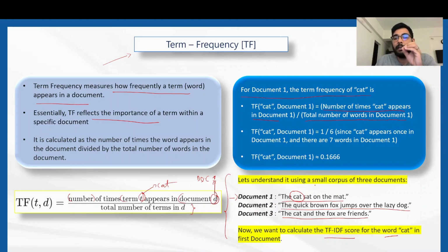So what is the total number of words in document 1? Let's calculate. That is 1, 2, 3, 4, 5 and 6. We have 6 in the denominator, and how many times does the word cat appear in that document? Only once. So the numerator is 1. The term frequency over here is 1 divided by 6, that is 0.167.